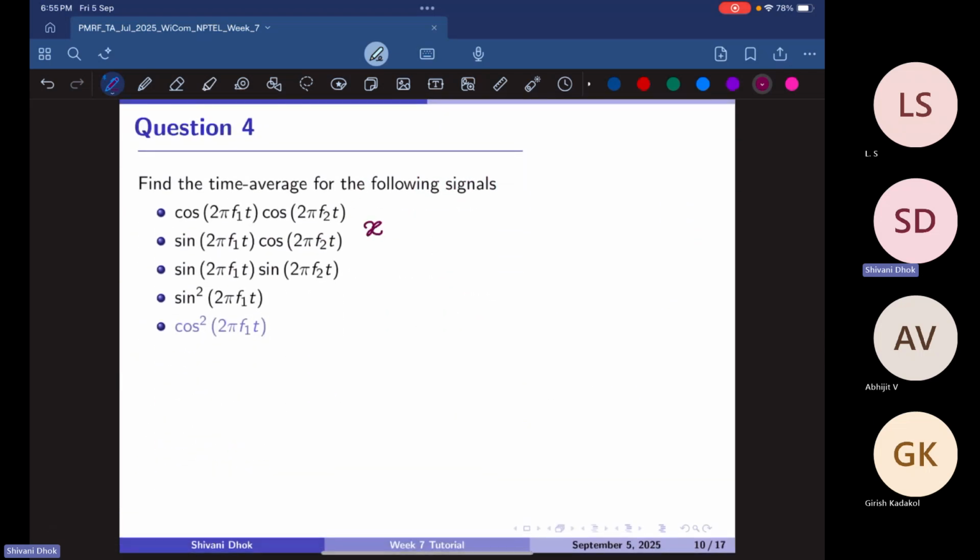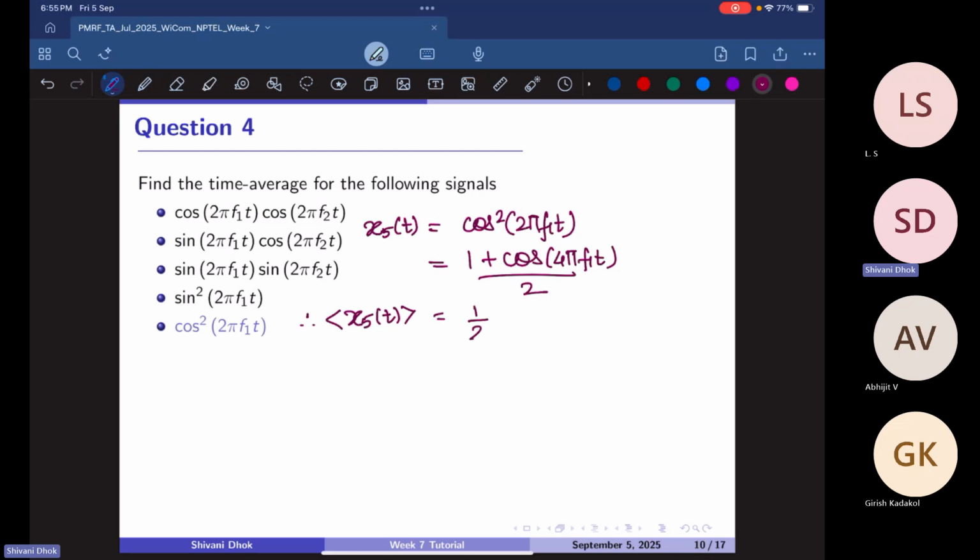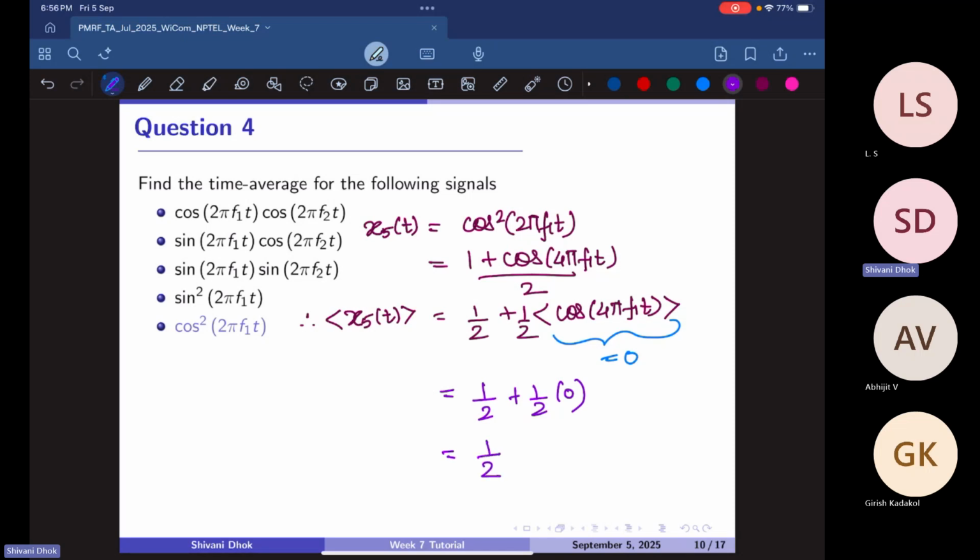Similarly, the last part of this question, that is cos square 2 pi f1 t, which we can write as 1 plus cos of 4 pi f1 t divided by 2. So the time average of x5 of t is equal to half plus the time average of cos of 4 pi f1 t. Again, we just said in the previous part that this quantity is 0. So this comes out to be equal to half plus half into 0, which is equal to half.